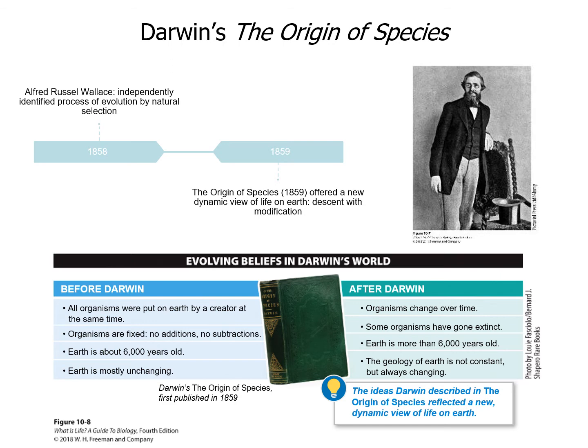science-changing information that Darwin put out into the world, and it started a new line of thinking. That organisms change over time, some organisms have gone extinct and no longer exist, that Earth is older than 6,000 years, and that the geology of Earth is not constant, but always changing.